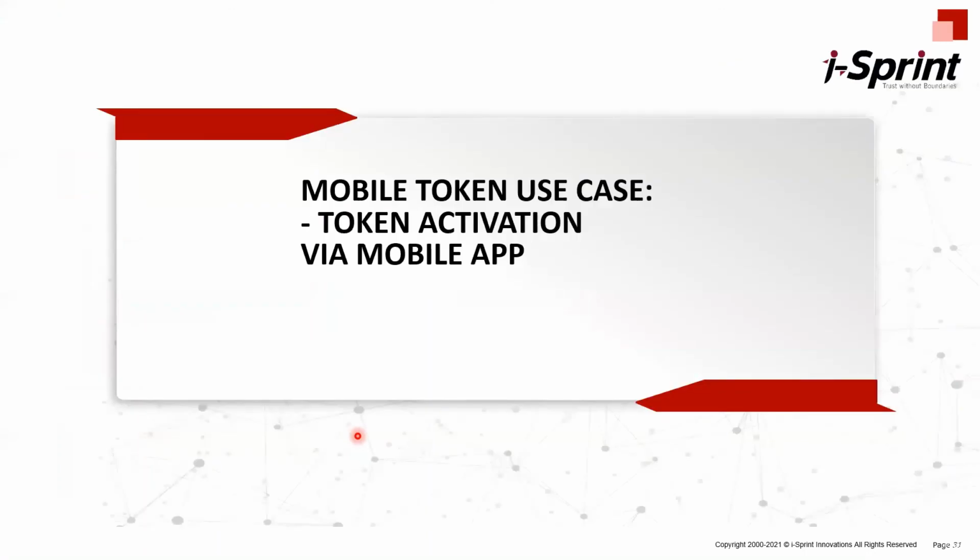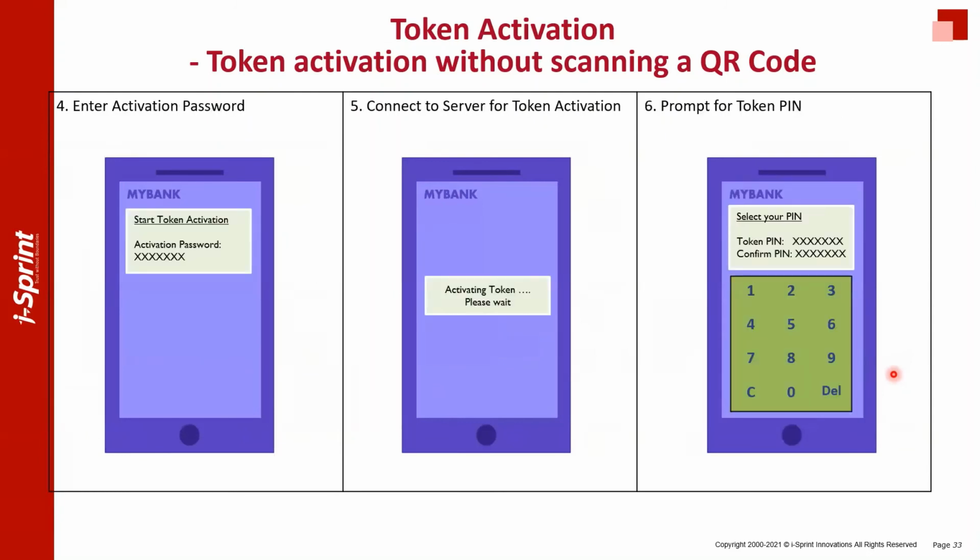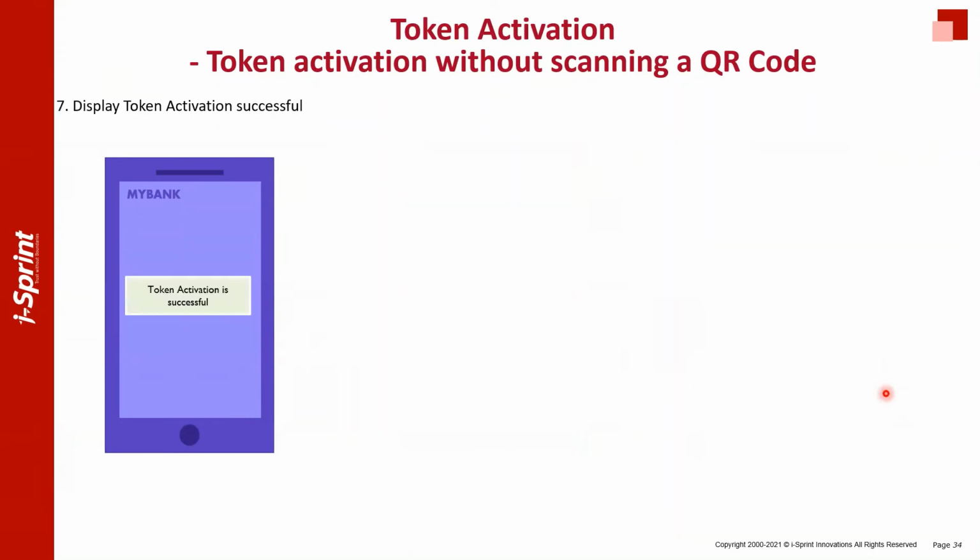And then the next one is within the mobile application. This one is more seamless, as the user just accesses the banking application as normal, and under the menu, just clicks on activate token, and will receive an SMS for the activation password. Then just enter the password. Same thing, sometimes based on the configuration, it will prompt the user to enter the token PIN, and then the token activation is successful. So there are two ways.